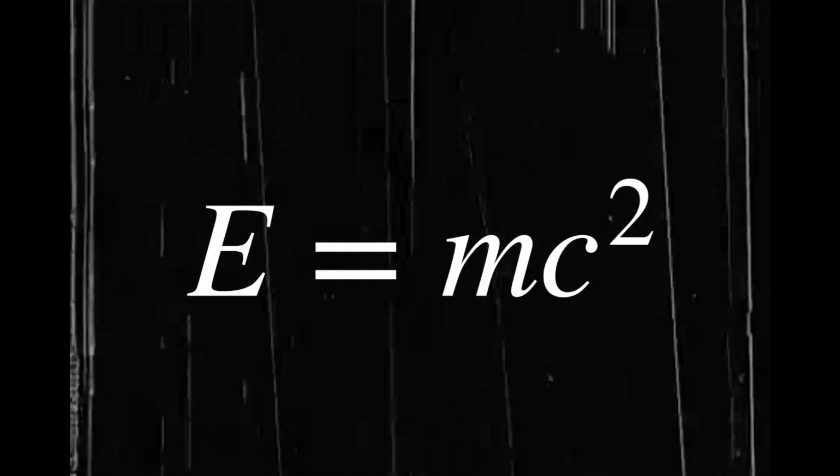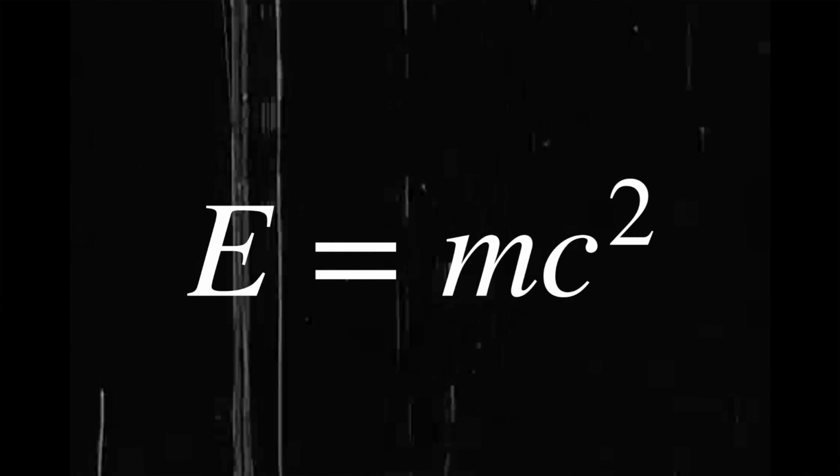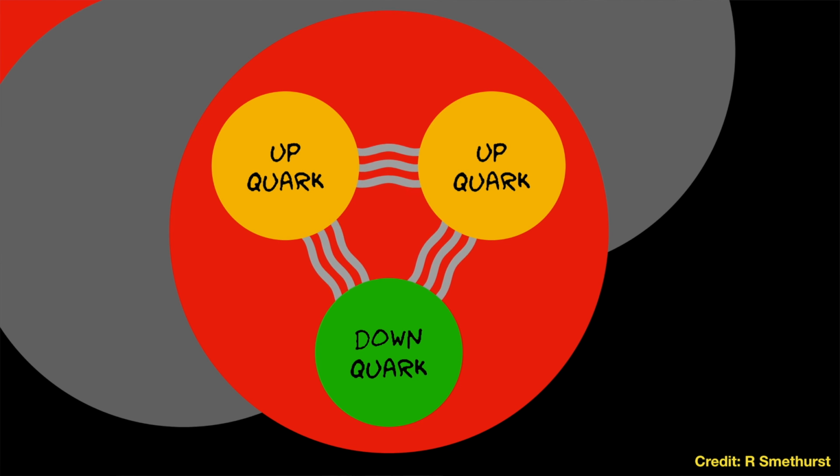E equals mc squared, that famous equation. So a lot of our mass that comes from atoms and protons and neutrons comes from the binding energy of holding those fundamental particles together. But those fundamental particles have mass because of the Higgs field that was predicted in 1964.